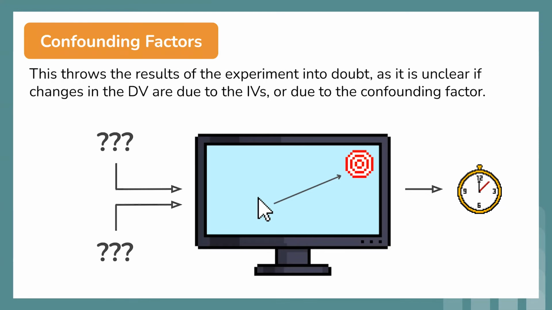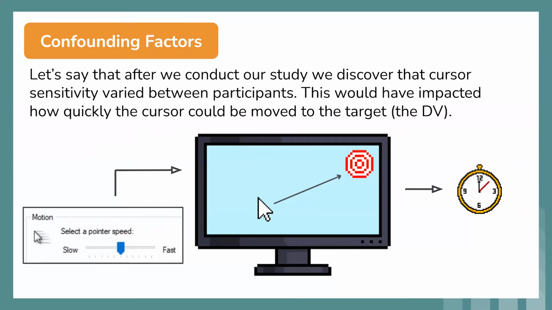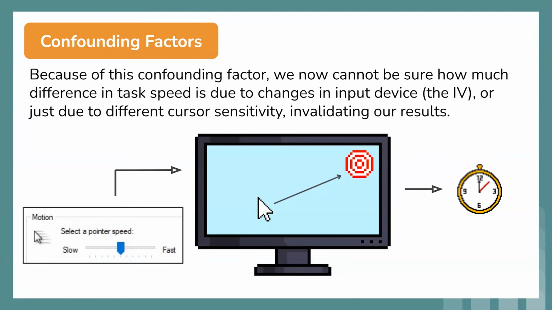This throws the results of the experiment into doubt, as it is unclear if the changes in the dependent variable are due to the independent variables that we varied on purpose, or due to some confounding factor that we had not considered. Let's say, for example, that after we conducted our study, we discovered that the cursor sensitivity was varied between participants. This would have impacted how quickly the cursor could be moved to the target, which is the dependent variable we are measuring.